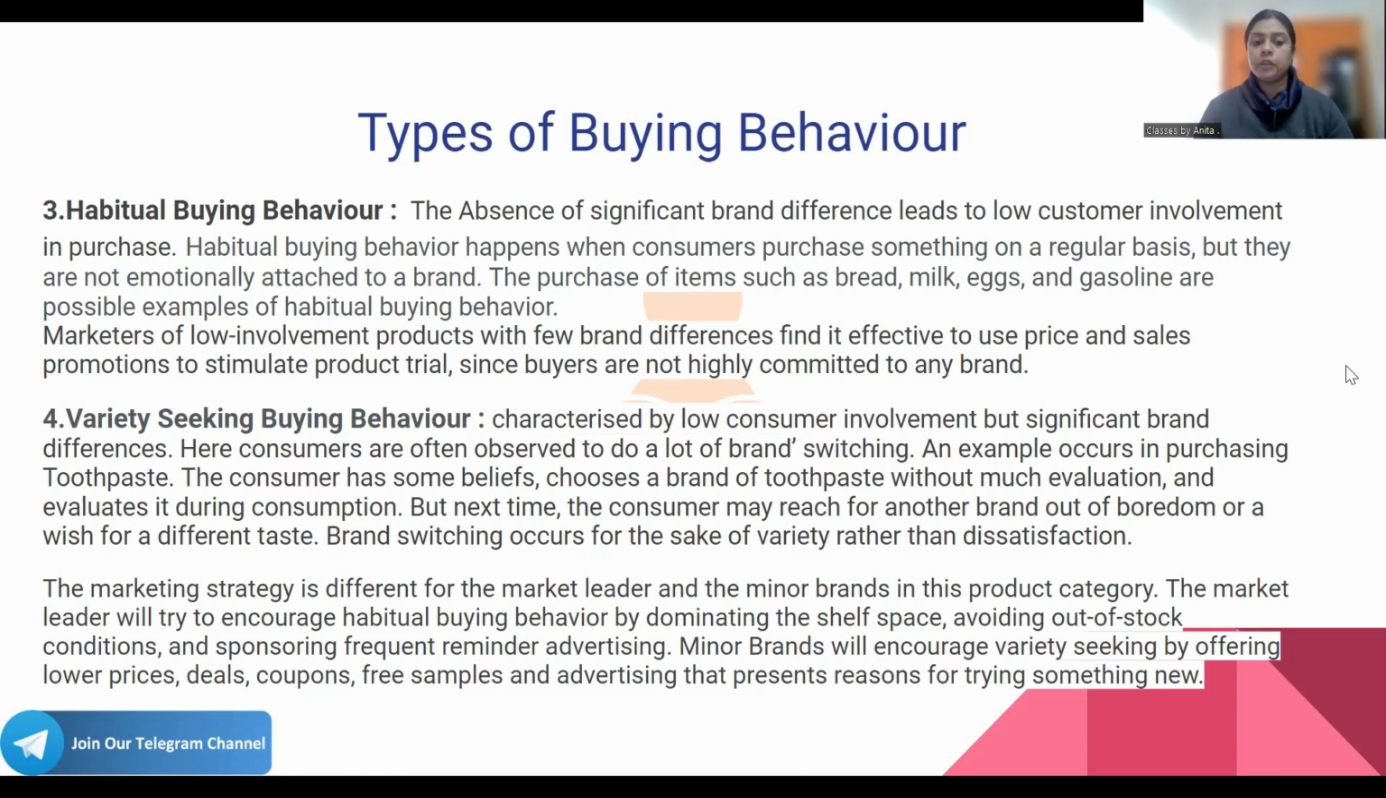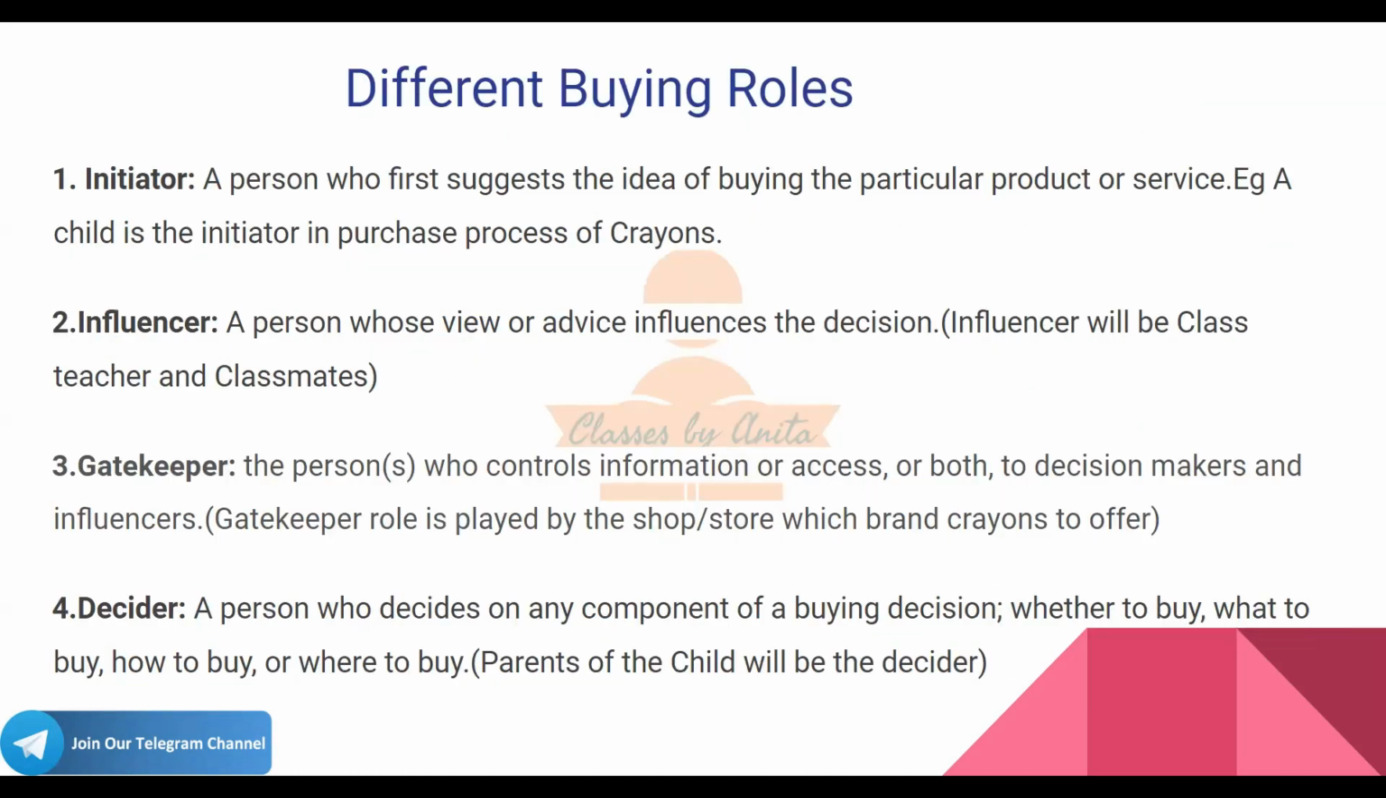The marketing strategy is different for the market leader and the minor brands in this product category. So basically the marketing strategy will be different for the one who is the market leader in that particular product category and the one who's new to the market. The market leader will try to encourage habitual buying behavior by dominating the shelf space, avoiding out of stock conditions, and sponsoring frequent reminder advertising, right? Now, minor brands, which are new to the market, will encourage variety seeking by offering lower price deals, coupons, free samples, and advertisings that present reasons for trying something new. So there is a different strategy for the market leader of that product and the one who is new to the market, right? So now we're going to discuss the different buying roles.